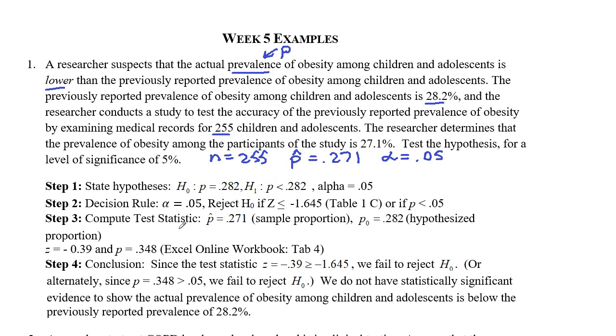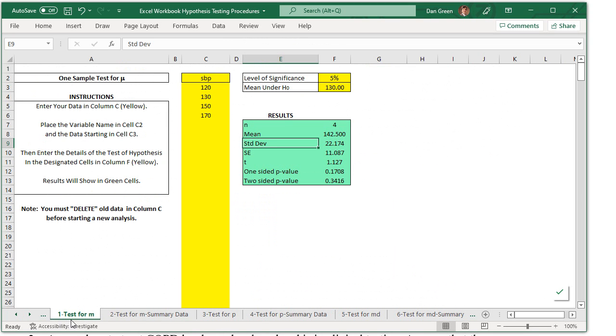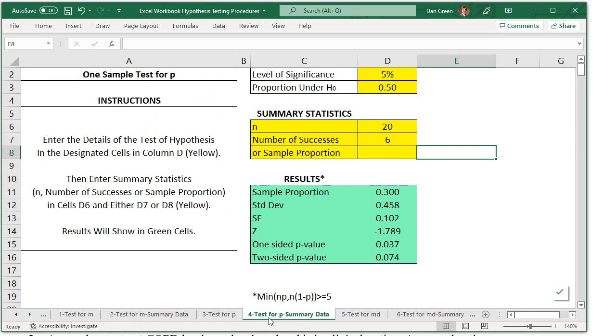So we're going to do this with the Excel online workbook. So I've opened that up. And you'll see lots of tabs along the bottom here. Test for M summary data, test for P summary data. And we actually want that fourth tab. This is a hypothesis test for proportion, and we're given the summary data. We're not given number of successes. So our level of significance, 5%, don't need to change that. Proportion under H0, that is the 0.282.